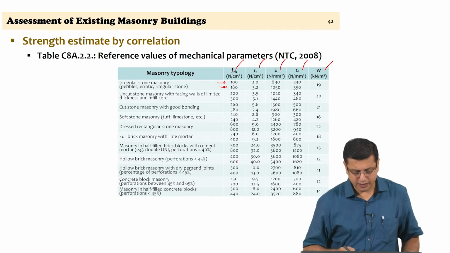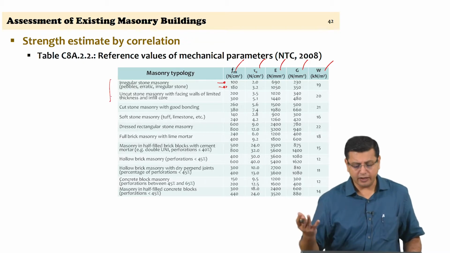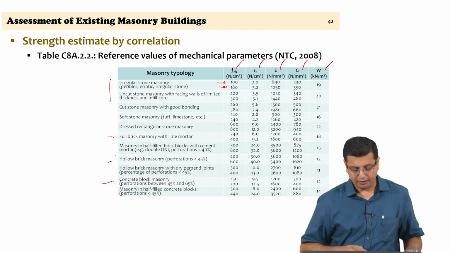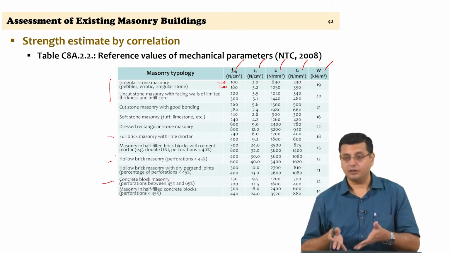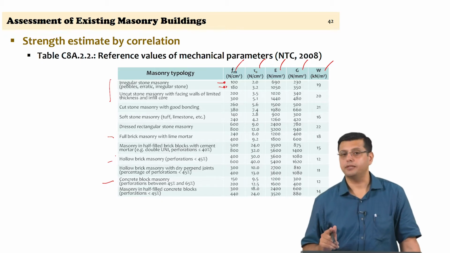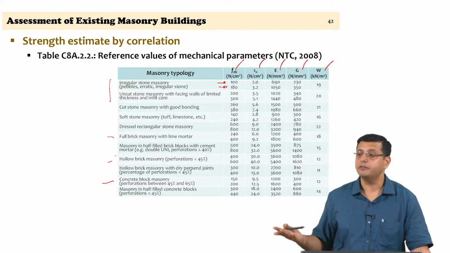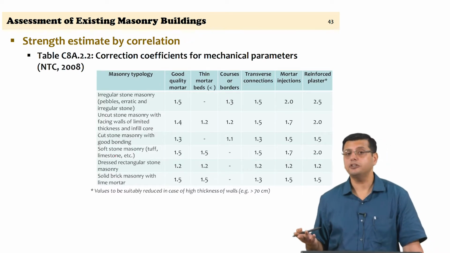So, you can look at the different typologies here. Of course, there are historical masonry constructions, the first few are all irregular stone and uncut stone and all that, but you can also see full brick masonry with lime mortar, hollow bricks, concrete block masonry, masonry with cement and brick masonry with cement. So, you have an important resource here with which you can establish, as I said, lower bound and upper bound estimates of compressive strength, shear strength, modulus of elasticity, shear modulus and density, which is sufficient for most of your calculations. This is also supplemented by correction coefficients.